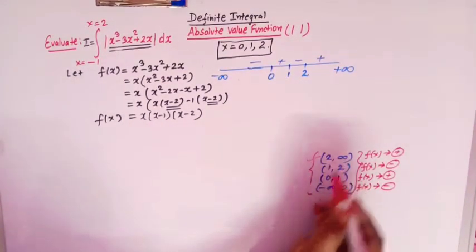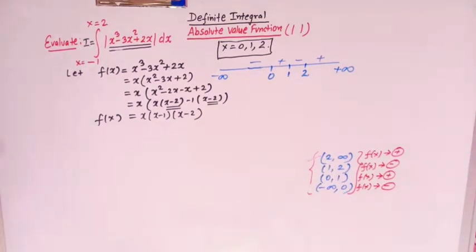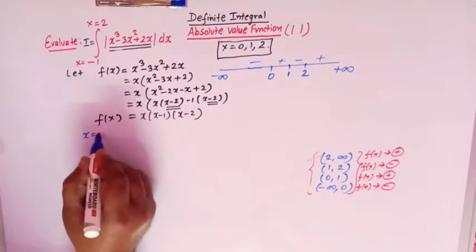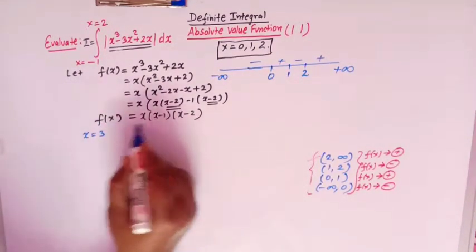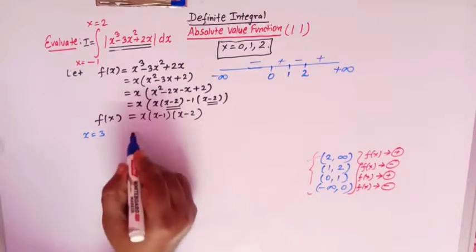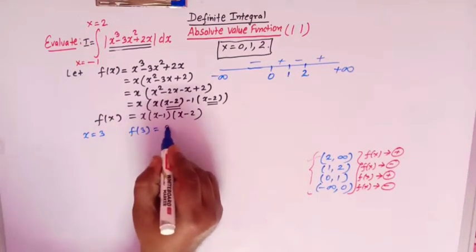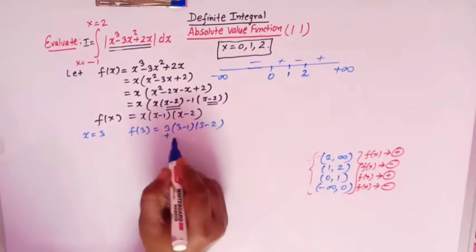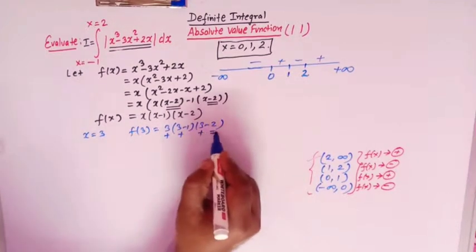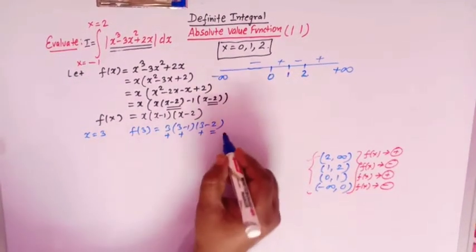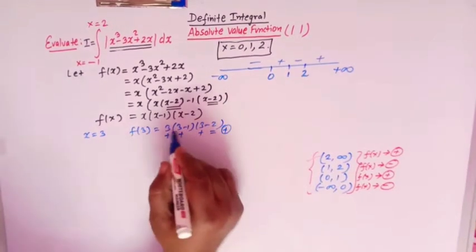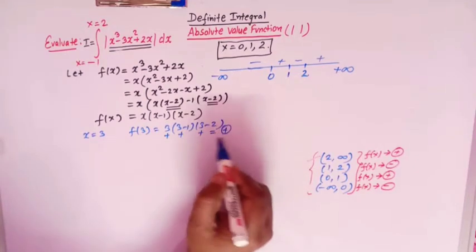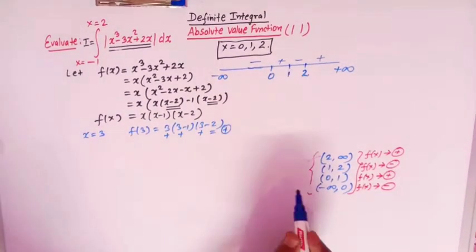So here we have 2 to infinity, and between 2 to infinity we can take, say, x is equal to 3. Now if we substitute x is equal to 3, then f of 3 is equal to 3 times (3 minus 1), (3 minus 2). So we see that this is positive, this is positive, and this is positive, and the entire product is also positive, right? So here we are not interested in the numerical value, but only in the sign, right?